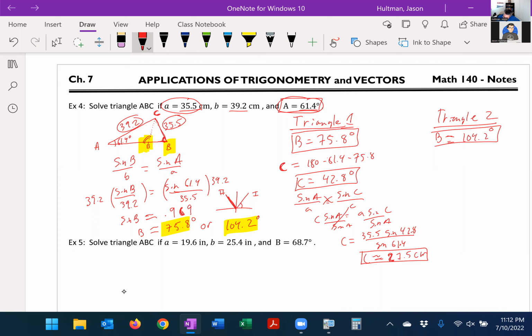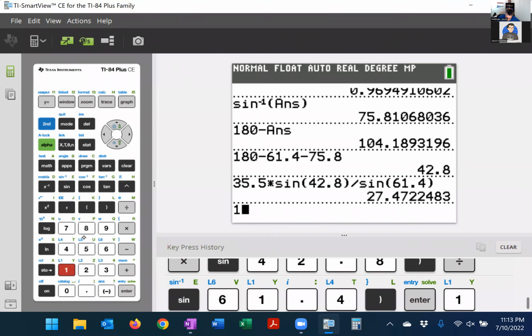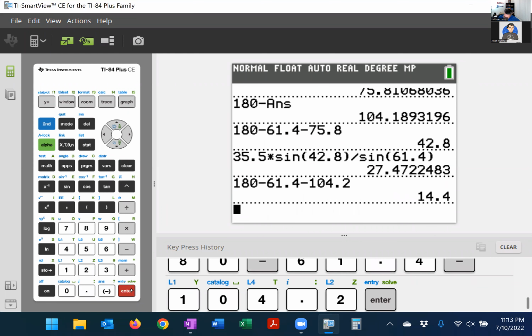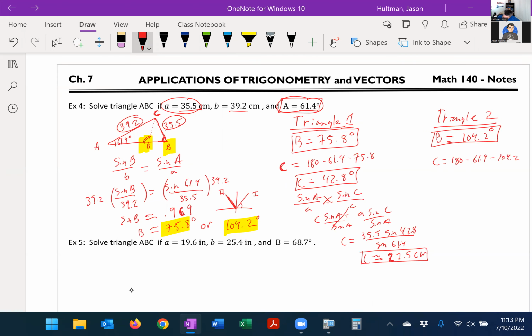So this is 104.2 degrees. So that's B. So now what's going to be angle C? Well, C is equal to 180 minus 61.4 minus 104.2. Now, hopefully this works. If it doesn't work, then we only have one triangle. If this gives me a negative value, we only have one triangle that exists. But in this case, I think this is going to give me a positive value. When I subtract this, 180 minus 61.4 minus 104.2, that's 14.4 degrees. So C is equal to 14.4 degrees.